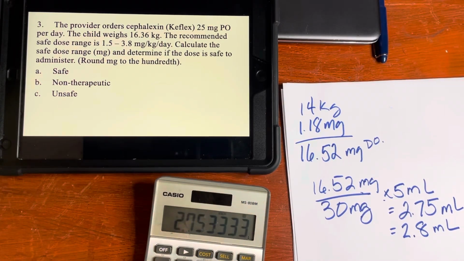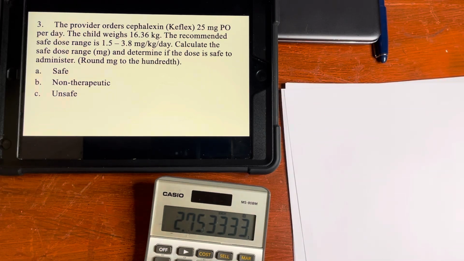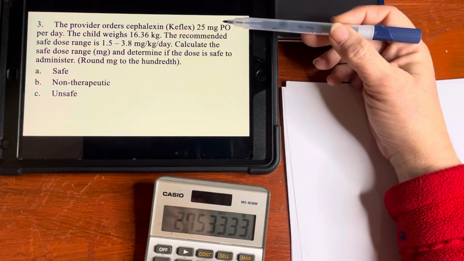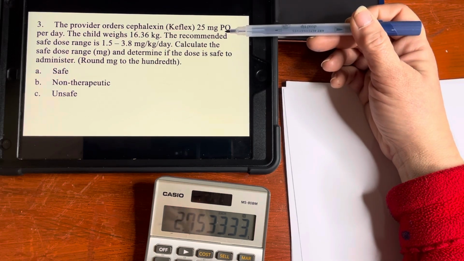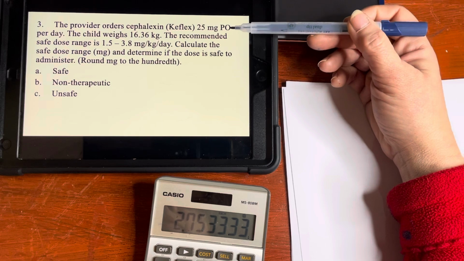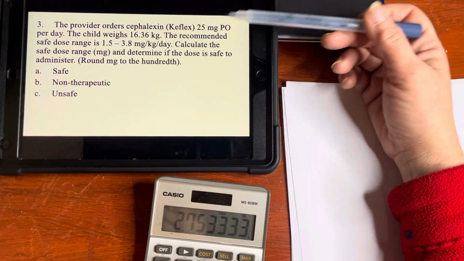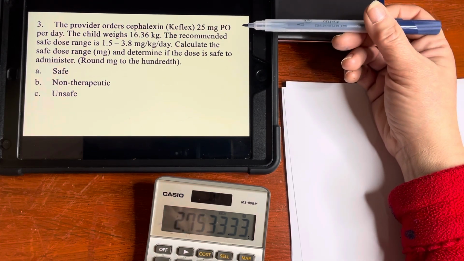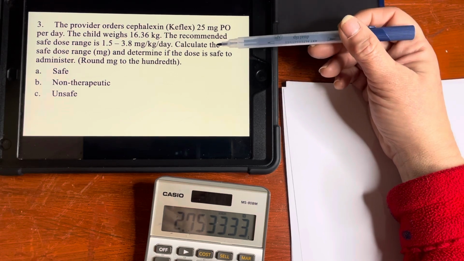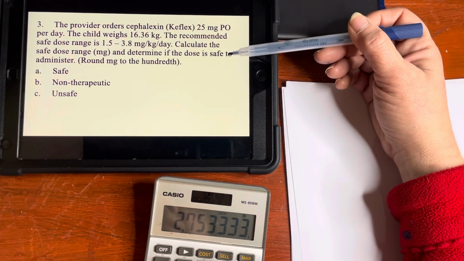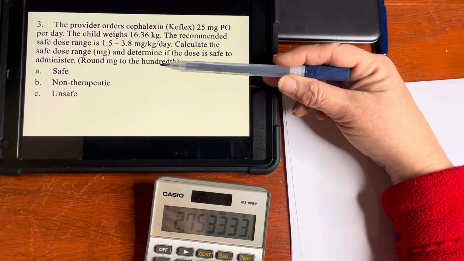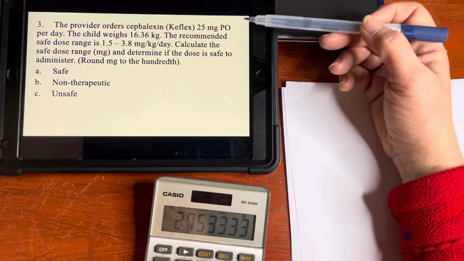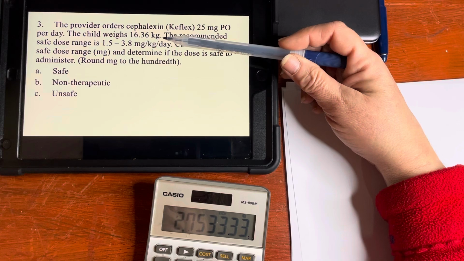Here we go. So the provider orders cephalexin 25 milligrams PO per day. The child weighs 16.36 kilograms. The recommended safe dose range is 1.5 to 3.8 milligrams per kilogram per day. Calculate the safe dose range and determine if the dose that he ordered, the 25 milligrams, is safe. Round milligrams to hundredths.